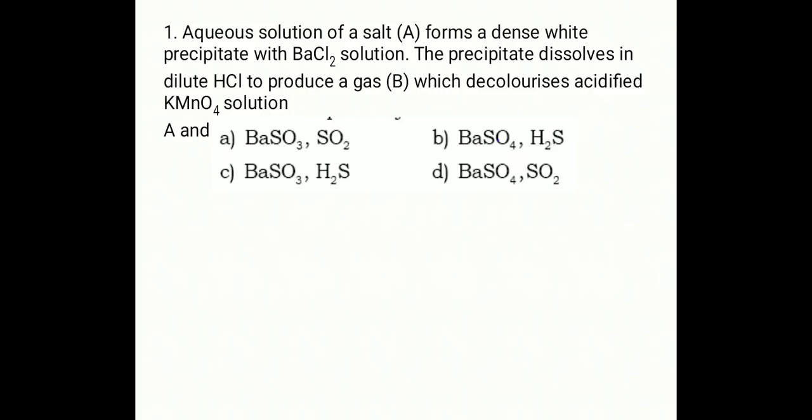Aqueous solution of salt A forms a dense white precipitate with BaCl2. See, we have two options here. One is BaSO3 and another one is BaSO4. And the precipitate dissolves in dilute HCl, they have given. If you remember your practicals, when BaSO4 forms the precipitate, remember it is insoluble in cold HCl, or you can say insoluble in dilute HCl, but soluble in hot dilute HCl. So hence here, since only dilute is given, it is not BaSO4, it should be BaSO3. Then that BaSO3 when it reacts with HCl produces a gas, that is SO2, remember. So the answer for this question is A.